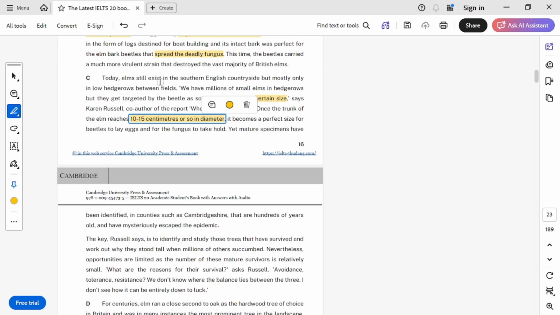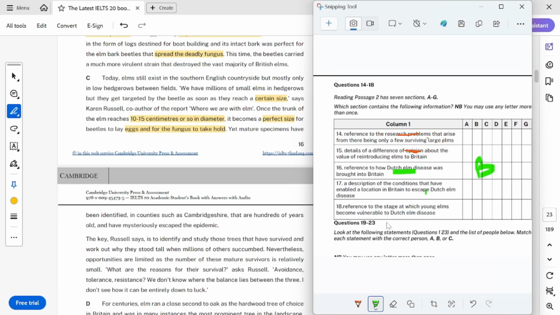Let's discuss paragraph C again. This paragraph is very important because it contains the information for two questions. It says that many small elm trees still exist in southern England, but once they reach a certain size, beetles attack them. Then we get a very specific detail: 10 to 15 centimeters in diameter. At this size, the trunk becomes suitable for beetles to lay eggs and for the fungus to take hold. It is the perfect size for the fungus to take hold. Now we will go to question number 18.